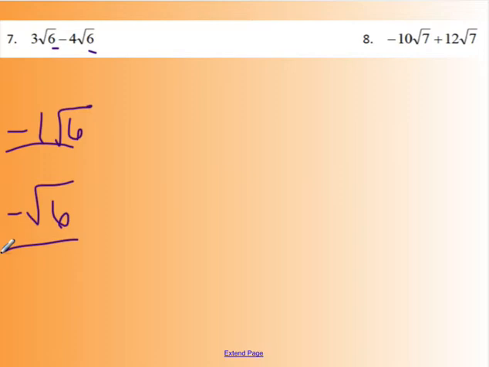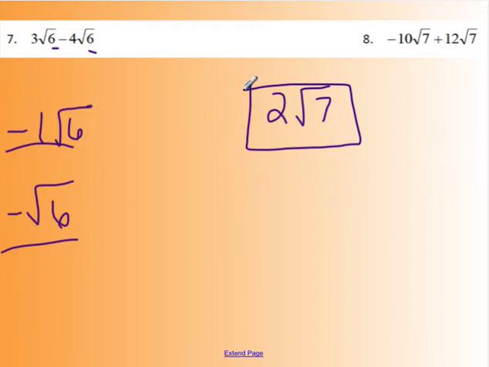Same thing for number 8, negative 10 square root of 7 plus 12 square root of 7. We can actually take those two and add them together because they're both square roots of 7. So negative 10 plus 12 is going to be 2, and then left over is the square root of 7. So I have 2 square root of 7 for number 8.